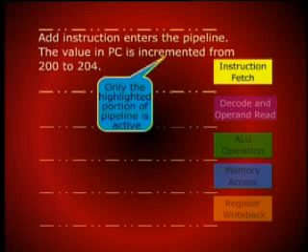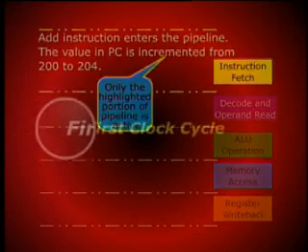The first instruction, which is an add instruction, enters the first stage, which is instruction fetch. And as a result, as the add instruction enters the pipeline, the value in PC is incremented from 200 to 204, pointing to the next instruction.